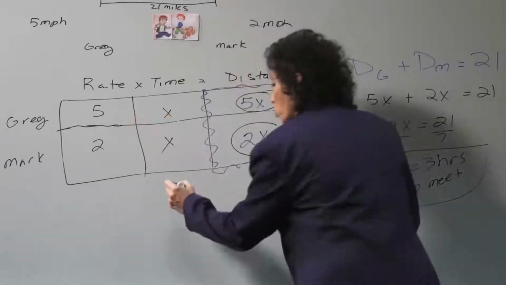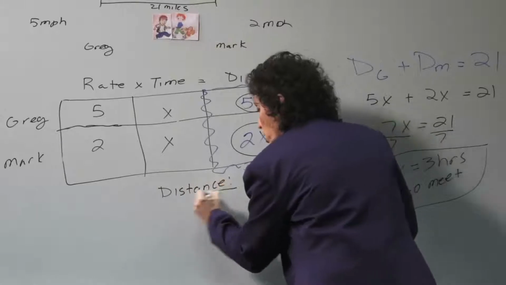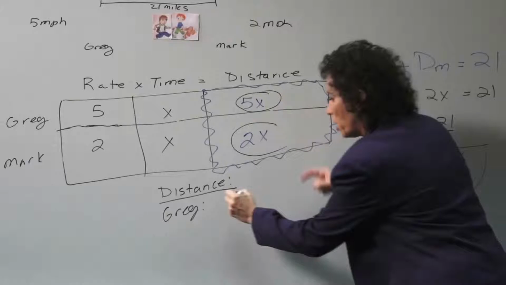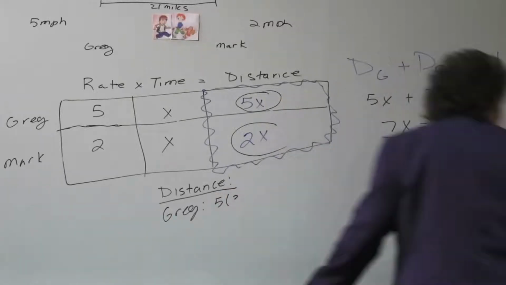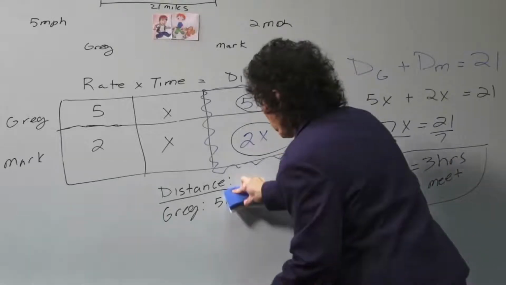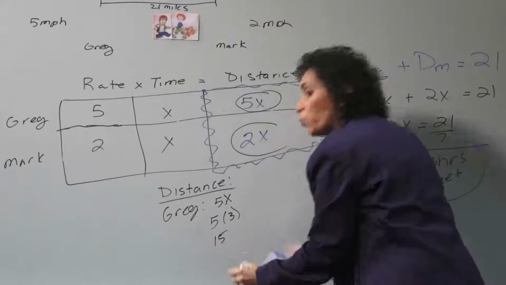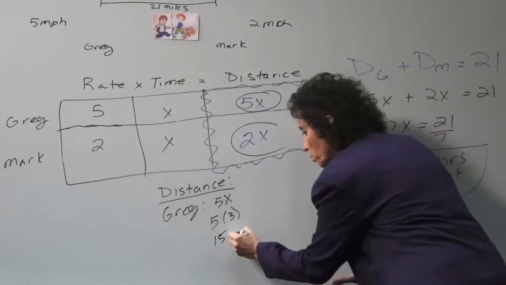That's okay. So let's do distance, and let's do Greg. Greg's distance is 5 times x, let me write 5 times x so you know where that came from. 5 times x, or 5 times 3, which is 15. What's it in? It's in miles, because remember this is miles per hour, so distance is in miles.